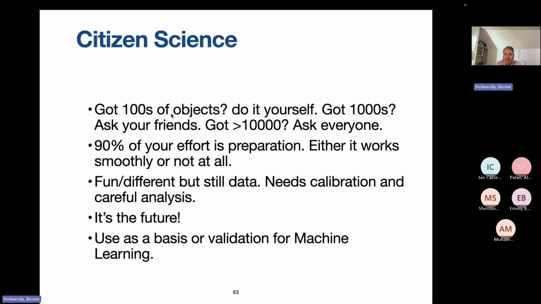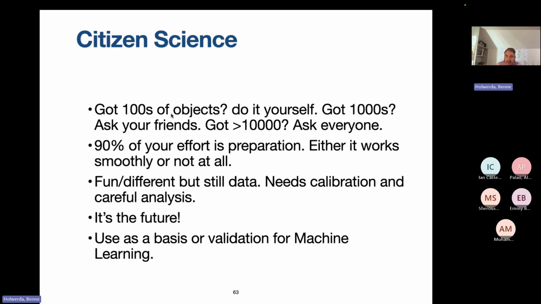So, citizen science. Do you have hundreds of objects? You're better off doing it yourself. You don't want to train other people. Got a couple of thousand? Ask your friends. Do you probably have a small collaboration? You can set something up on the Galaxy Zoo server, but it's better to have a small group classify it. However, as soon as you get over 10,000, ask everyone. Go for a full public project.